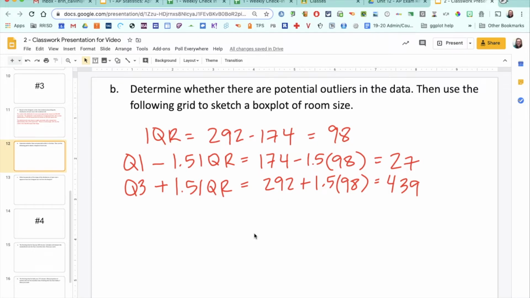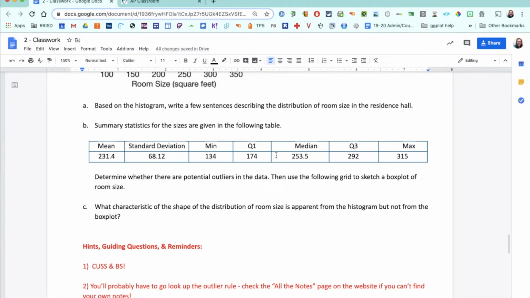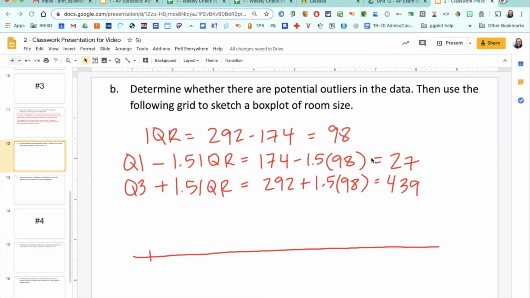So now I can go ahead and make my box plot. This is where I'm going to draw a number line. Again, my lowest value is at 134 and my highest is at 315. So I will make my number line go from 100 to 300, leaving myself a tiny bit of room above for that 315. And then I'm just going to slowly start to divide this up.